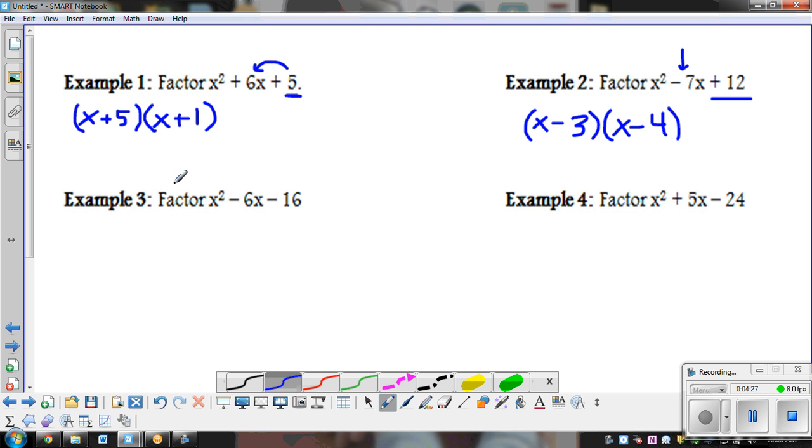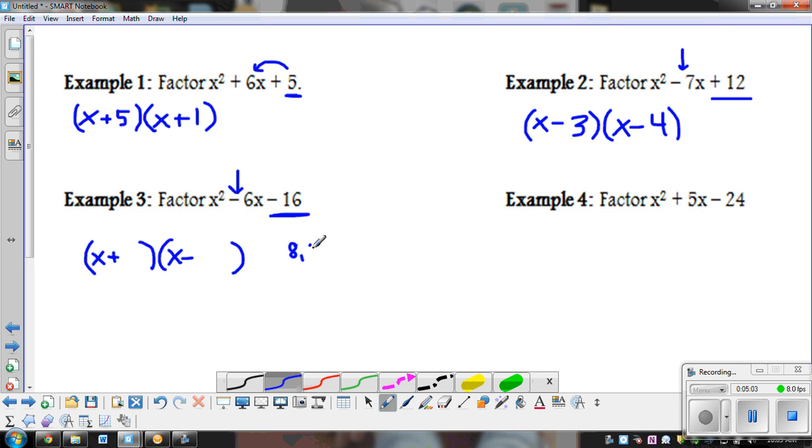Okay, example 3. This one, we have a negative c term, negative 16. So this is where we want to be careful, because one of our numbers is going to have a positive sign. One of our numbers will have a negative sign. It's the only way to get a negative product. So we need 2 numbers that multiply to 16, and actually, since their signs are different, they subtract to 6. So 2 numbers that multiply to 16 and subtract to 6, that would be 8 and 2. Okay?